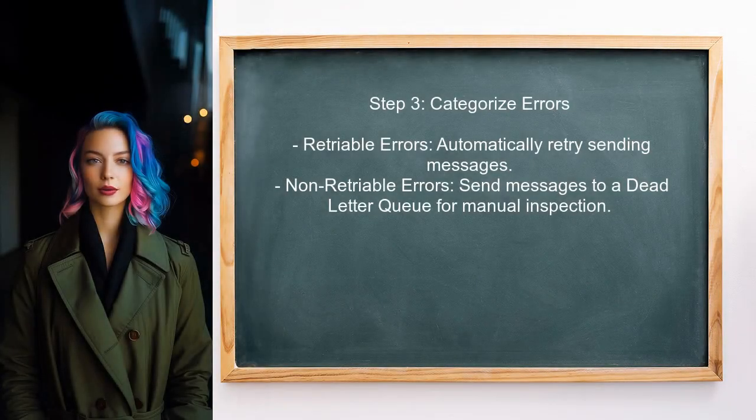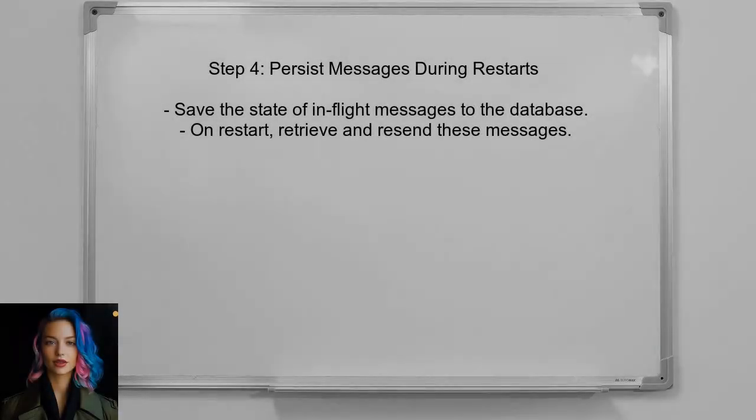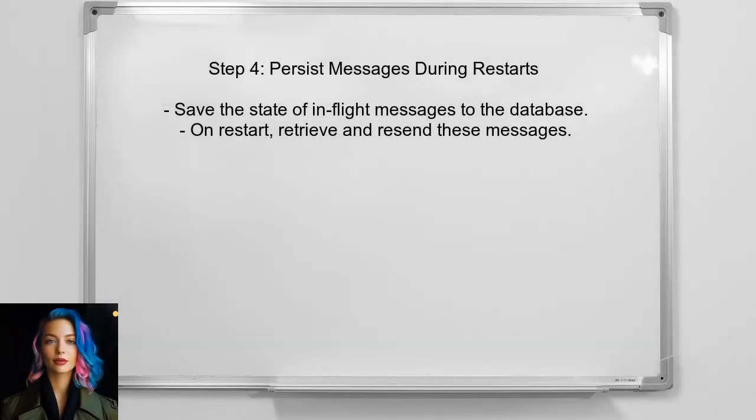For internal Kafka exceptions, the user should categorize errors into retriable and non-retriable. For non-retriable errors, such as message size issues, a dead letter queue can be utilized. Additionally, the user should ensure that the producer can persist messages during restarts. This can be achieved by saving the state of in-flight messages before a restart.